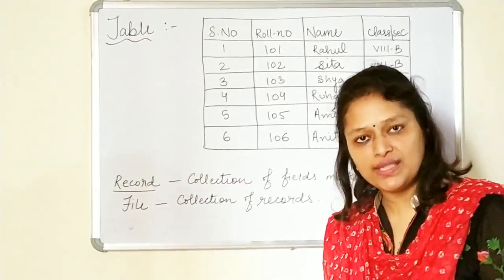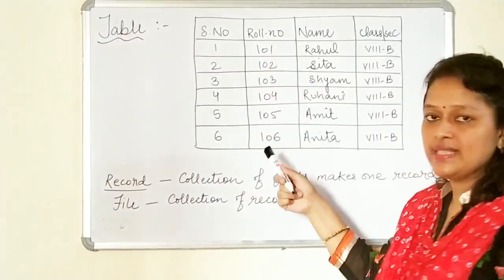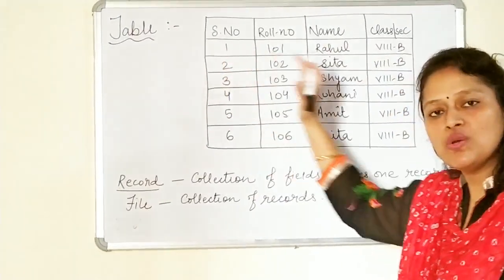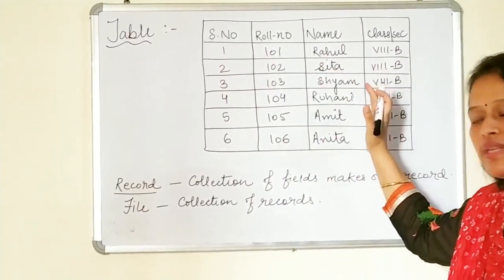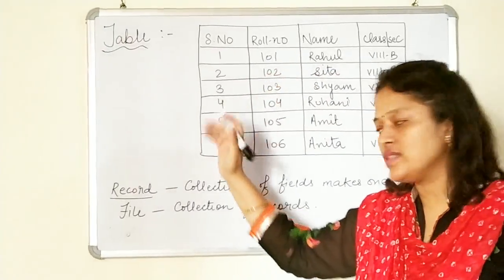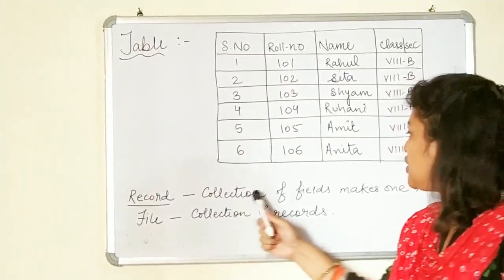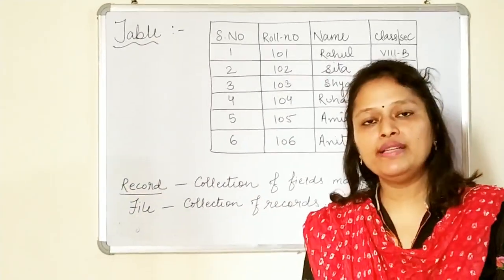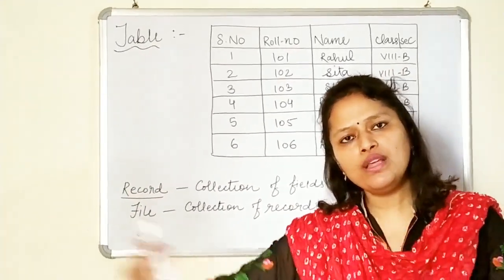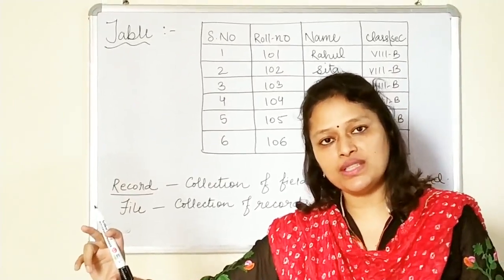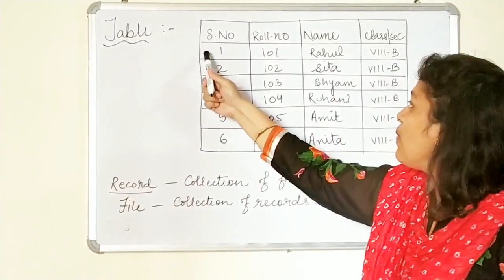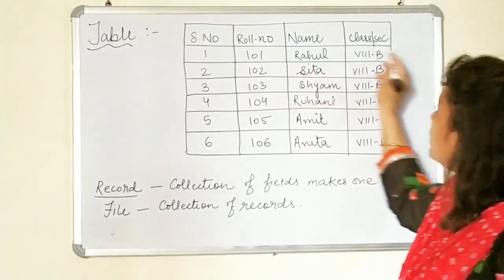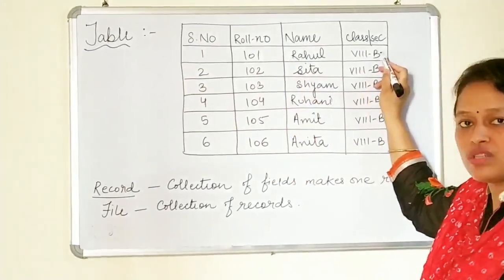Now these are fields. These are field names. Now the rows. The horizontal ones are called rows. Rows are called records. Now what is a record? Collection of fields makes one record. Now this is very important that one record should have all the fields in that record. Okay. Now roll number 1, 101 Rahul 8th B. Now this is one record.